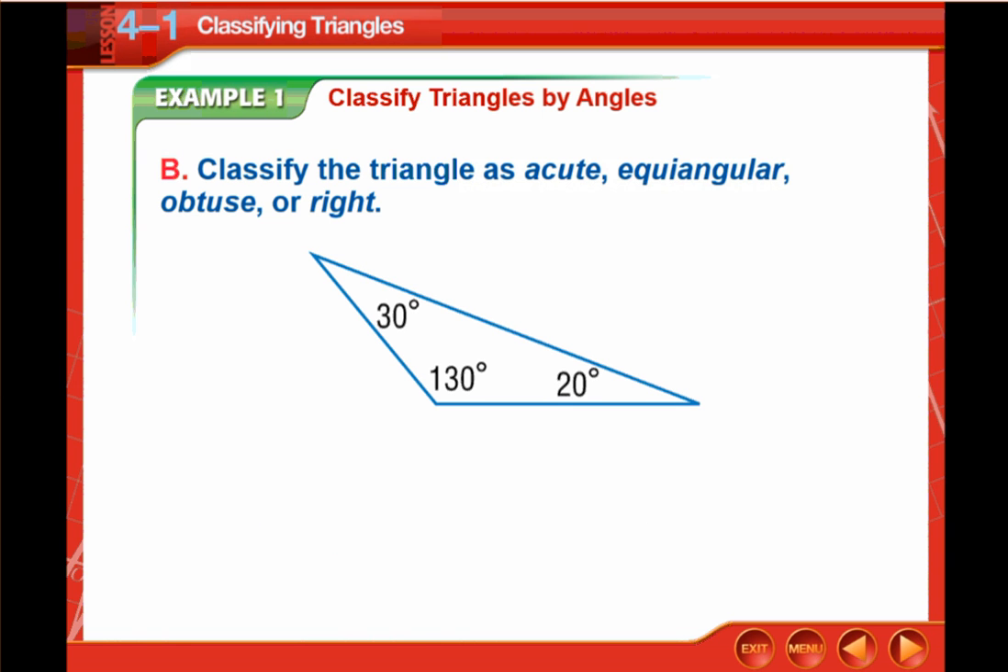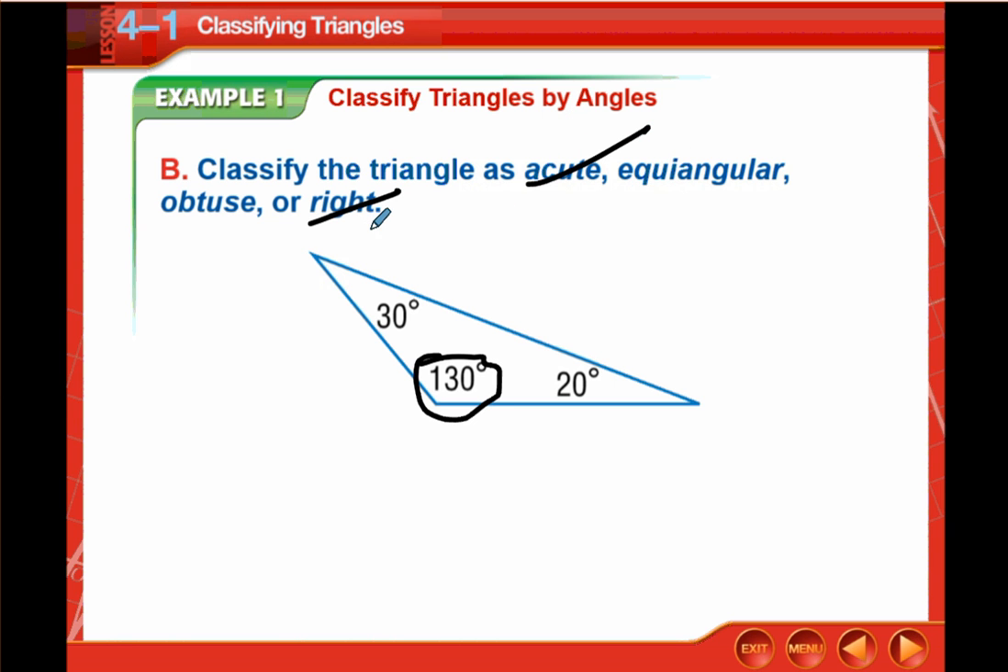Here's a second example. Classify the triangle as acute, equiangular, obtuse, or right. Well, it's definitely not right. There are no 90-degree angles, so you can throw that one out. It's definitely not acute because this angle is not an acute angle. 130 degrees is more than 90. So while the 30-degree angle and the 20-degree angle are both acute, this one's not acute, so it's definitely not an acute triangle.